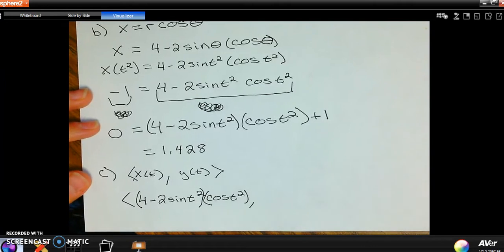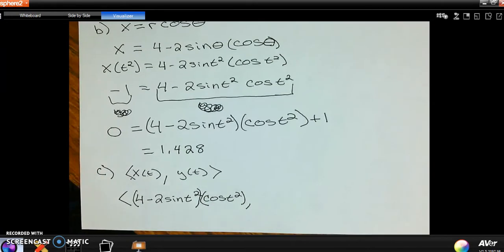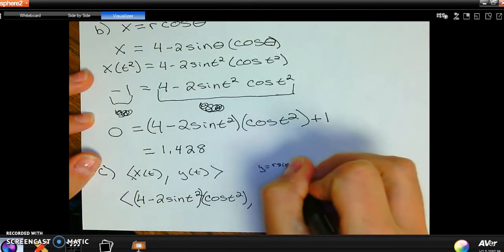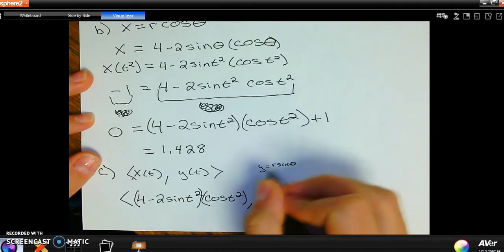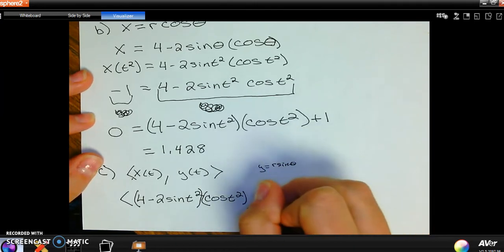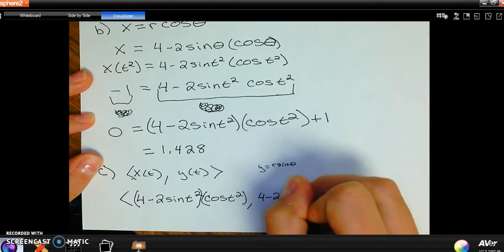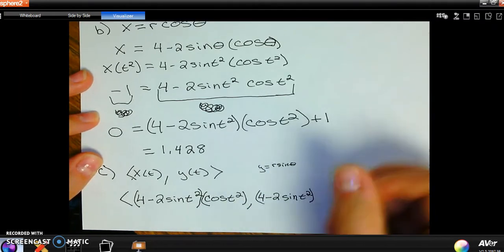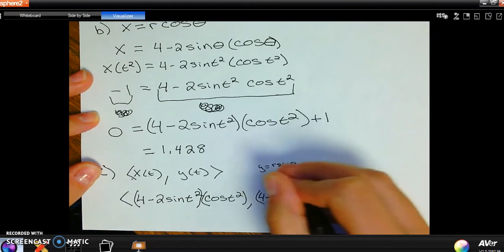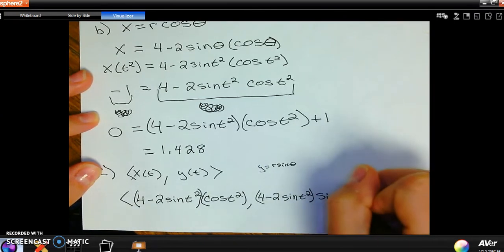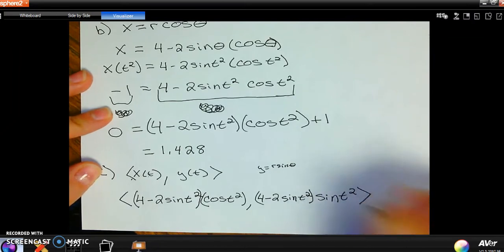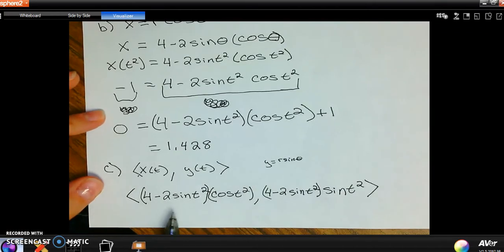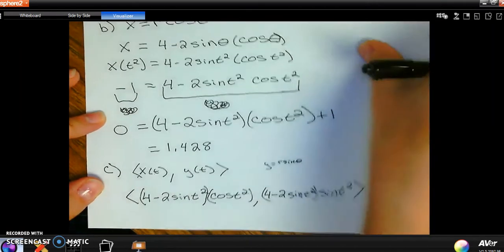Now the y position, you might have to do a little work for. If we know that y equals r sine theta, then you're just going to use that very similarly. So we have that r value again, 4 minus 2 sine t squared, just like before, so there's the r plugging in t squared. And then I also need the sine, so it'll be sine t squared. That'll give you the vertical component. Okay, so there is the vector.